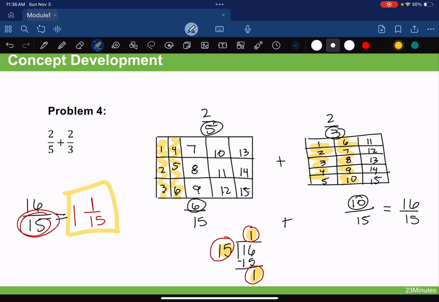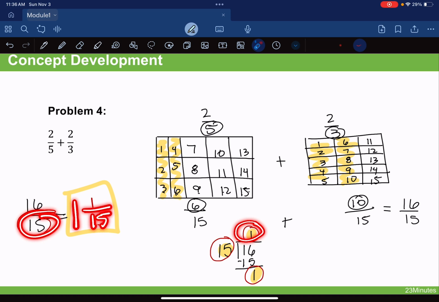So again, the way that I like to do that is I set up the division, then I say how many whole groups did we make? We made one whole group. My denominator was 15, so it stays 15. My remainder goes on top.